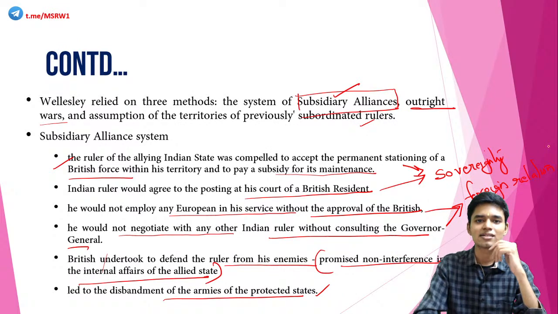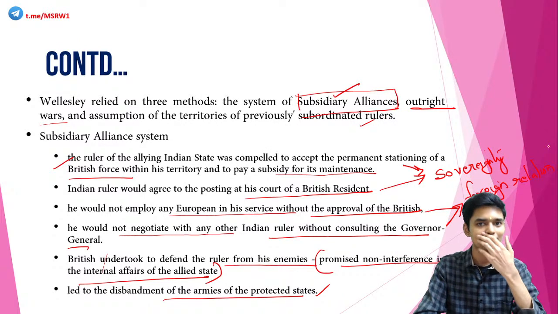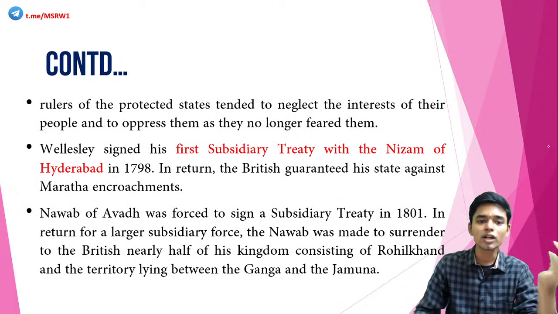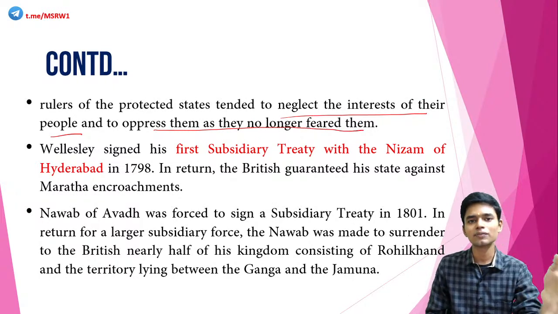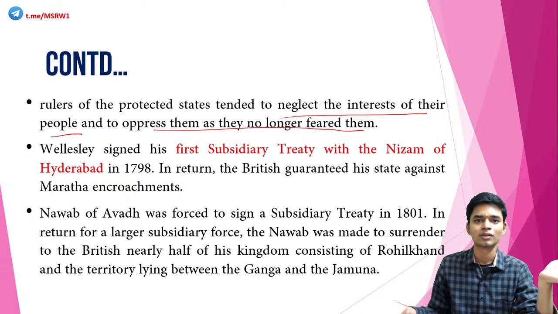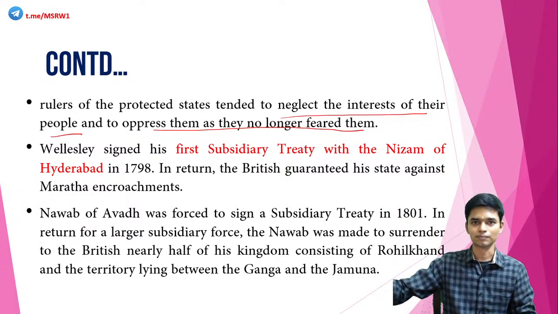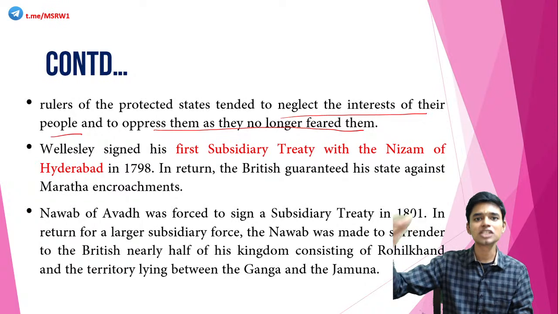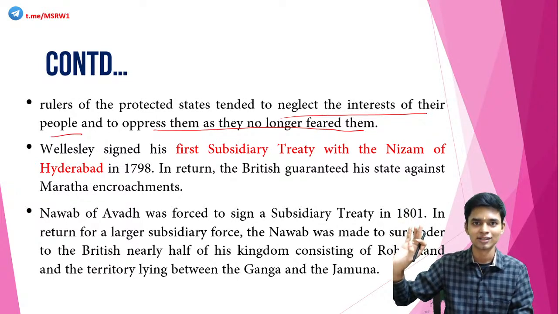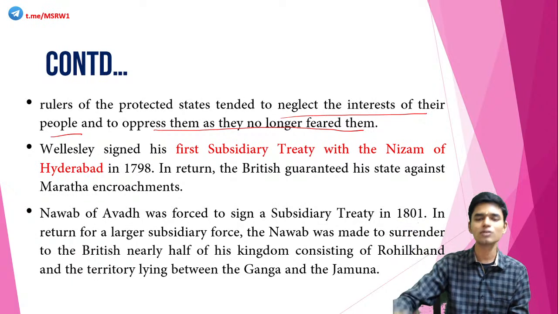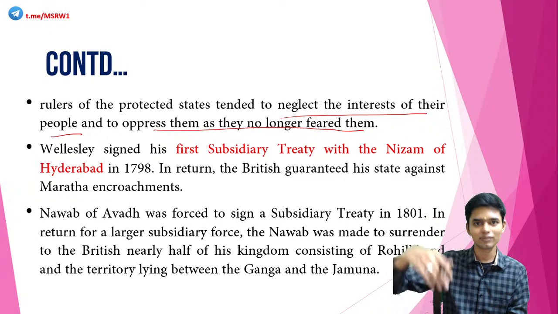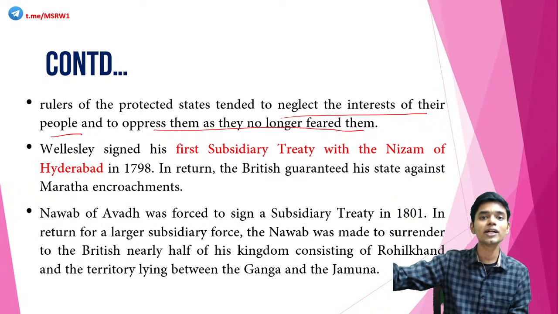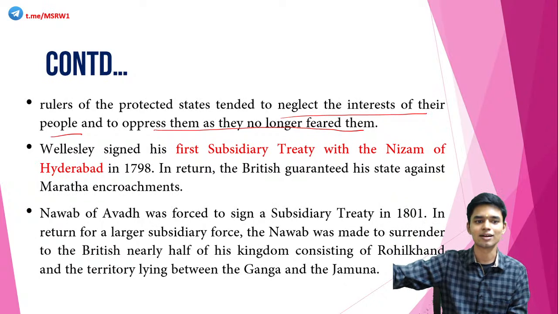Clear? So the British very skillfully took control of Indian territories one by one. The rulers of the protected states tended to neglect the interests of their people and to oppress them as they no longer feared them. Now the ruler of that state can do anything he wants, because whether the people like him or not doesn't matter. The British will protect him against any kind of rebellion. So they started to care less and less about their own people, and even started to oppress them. People can't do anything. Why? Because if people start a rebellion, they will be answering to the British army. There is no way they can stand against that army.